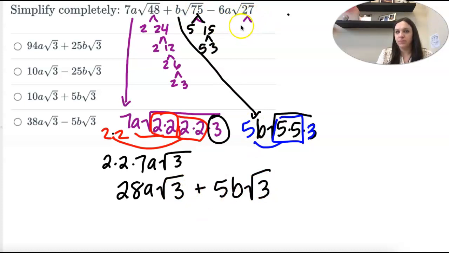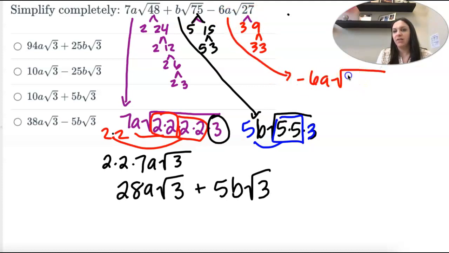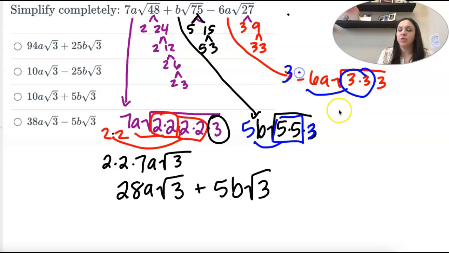One more. 27. 3 times 9, 3 times 3. Don't forget the negative 6a. And then I have 3 times 3 times 3. Take out the pair and multiply. So 3 times negative 6 is negative 18a square root of 3.